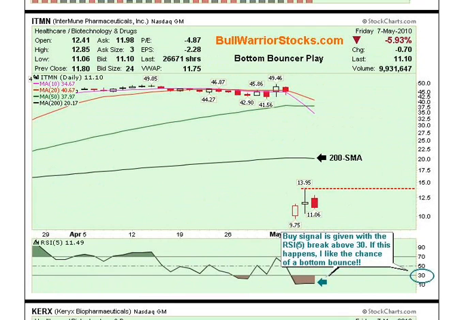Our next one was ITMN. This was our bottom bouncer play, and a little different, what we were looking for was the RSI 5 to break up through 30, and that would have given us our buy signal. So if that never happened, then there just wasn't a buy signal.